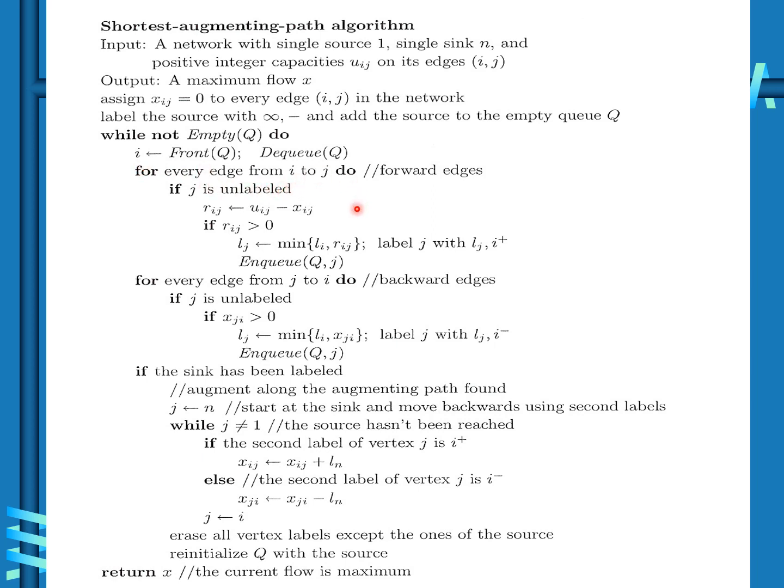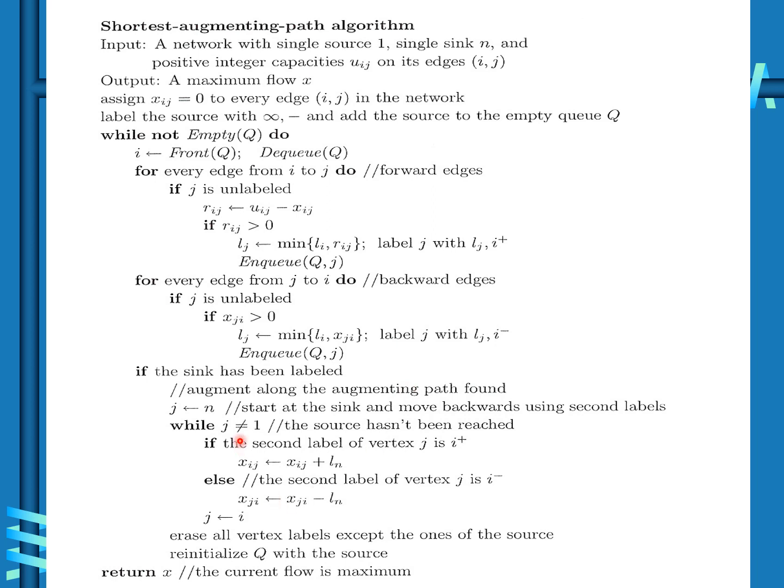From that vertex, whatever vertices can be reached from i by forward edges, you have to label all of them. Whatever vertex you are labeling, you put it into the queue. Once you have labeled all the forward edges from that vertex i, then you go on to labeling the backward edges. Is there any backward edge from j to i? Again you label all the backward edges, and again you add that vertex into the queue. Once you have completed labeling the forward and backward edges, you have to check whether the sink has been labeled.